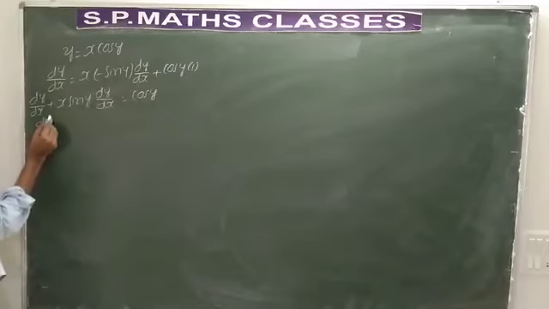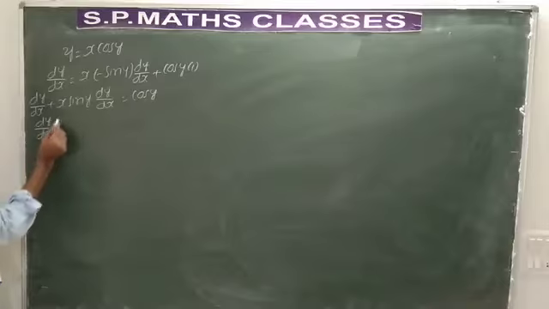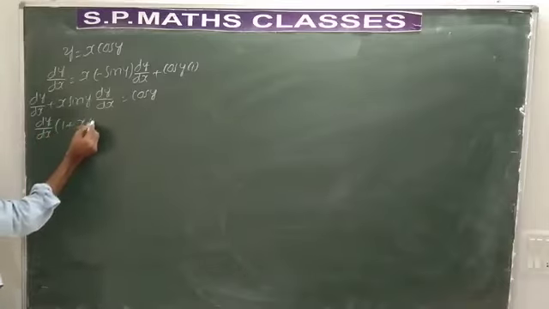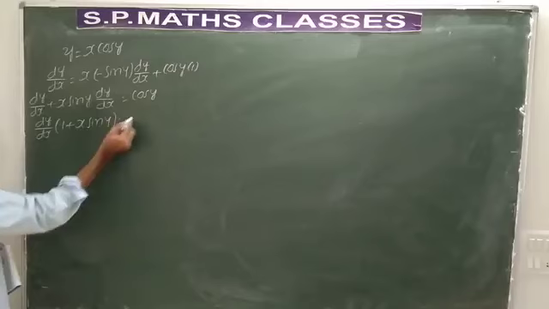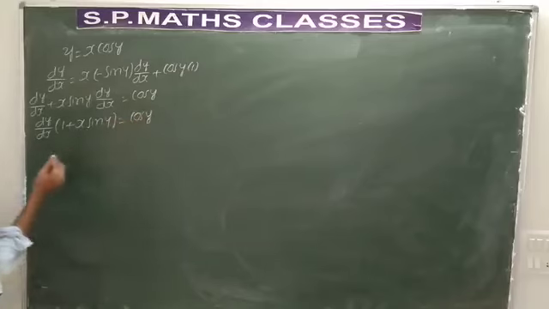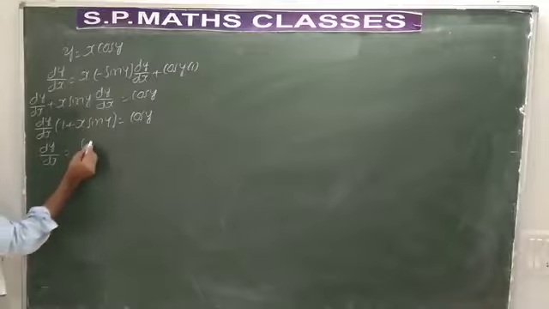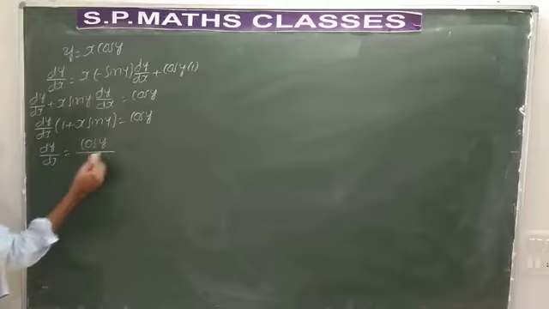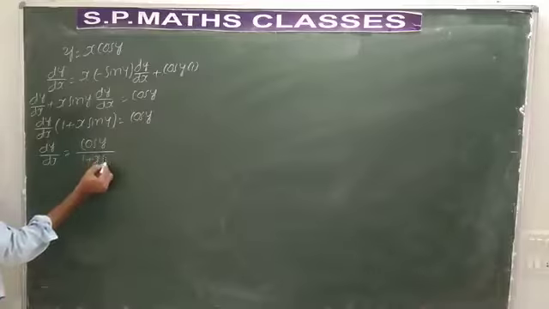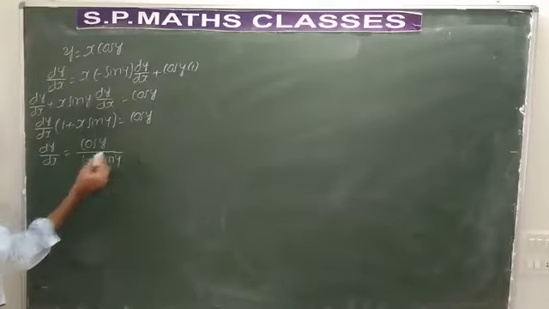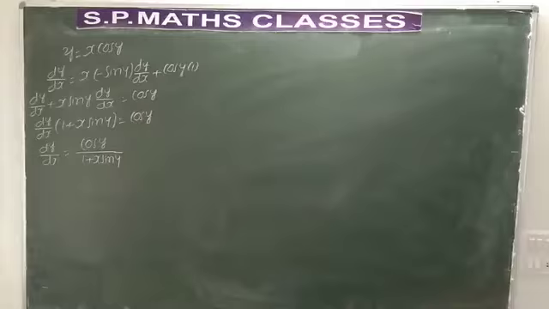Now we can take dy by dx as common factor. We will be getting (1 plus x sin y) times dy by dx is equal to cos y. So what happens to dy by dx now? It is cos y divided by 1 plus x into sin y. Hope you have understood this. This is what dy by dx we have got in terms of y.